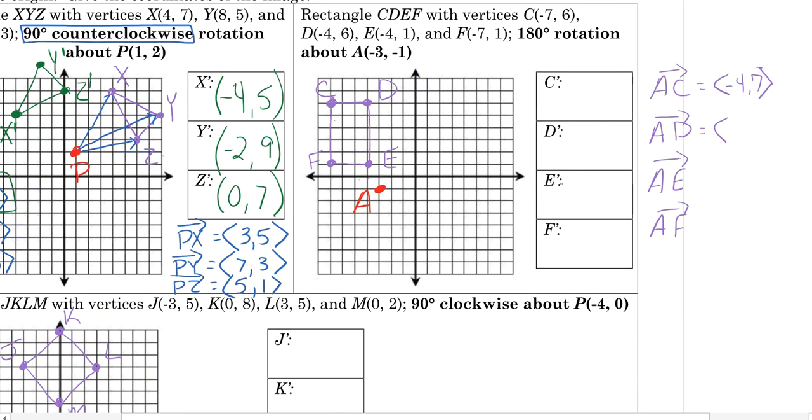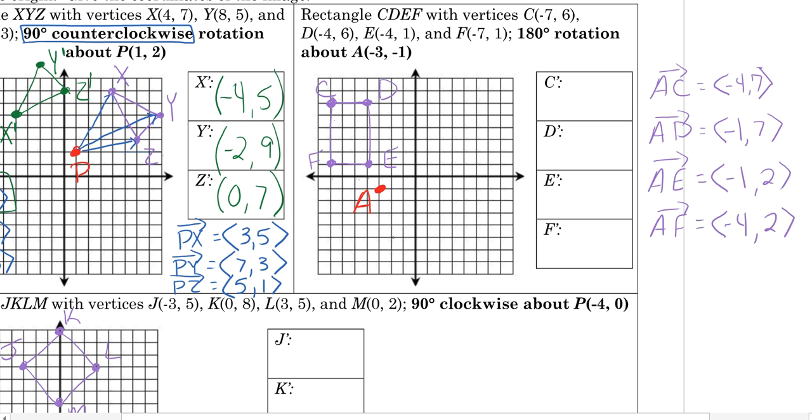Vector AD, so we would go to the left one, and then up 7. For vector AE, we're going to the left 1, and then up 2. And for vector AF, we are going to the left 4 and up 2.